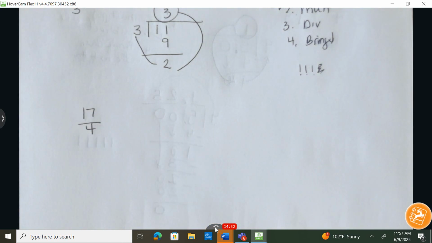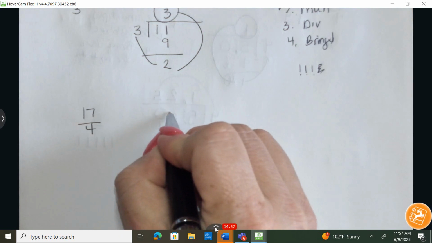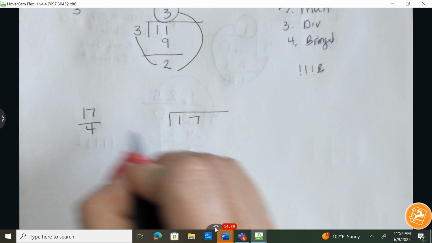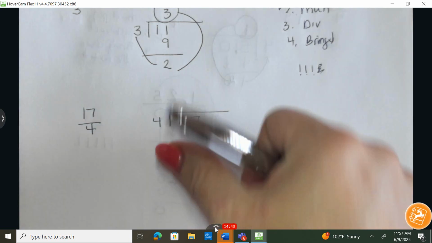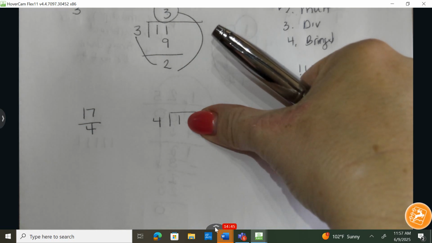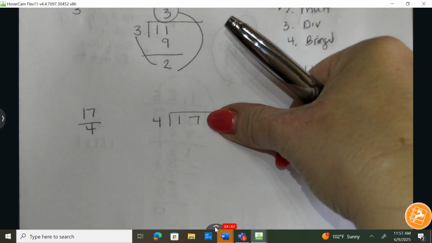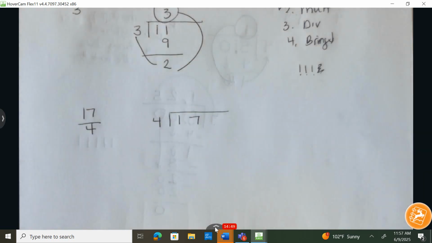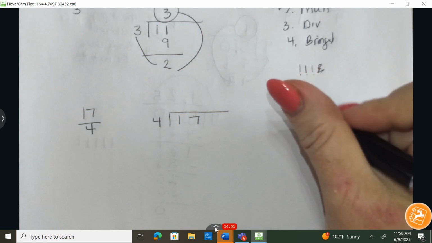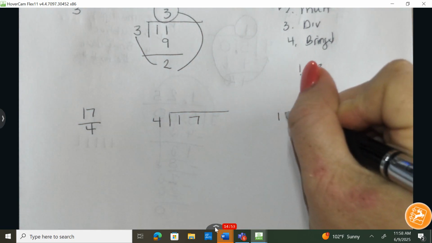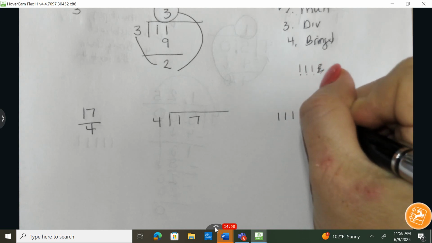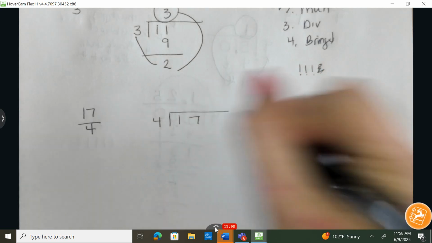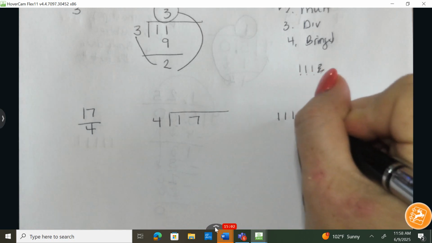17/4. It is an improper fraction. 17 is going to go on the inside because it's the top number. The bottom number would be a value of 4. 4 does not fit into 1. 4 can fit into 17. Not evenly, but we can see how many times it fits in without going over. 4, 8, 12, 16, 20. Well, we can't go over 17. So 1, 2, 3, 4.